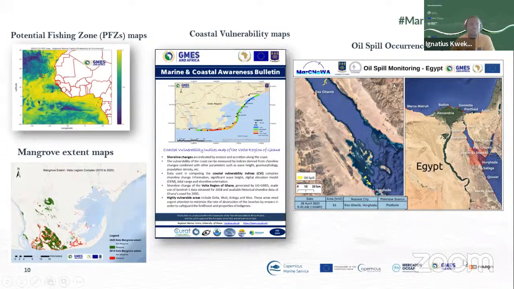And we see examples of these services on my right. In the middle, we have the last product, which is the coastal areas monitoring product, which looks at coastal vulnerability and shoreline change across the length of Western Africa. Because we're out of time, I'd like to end here.